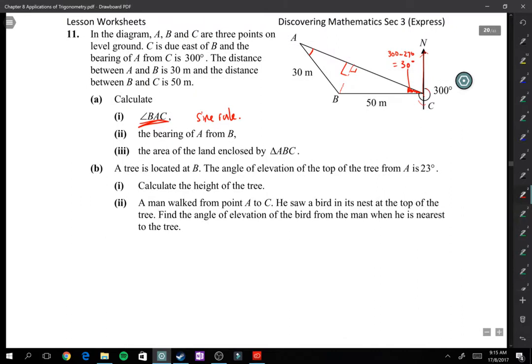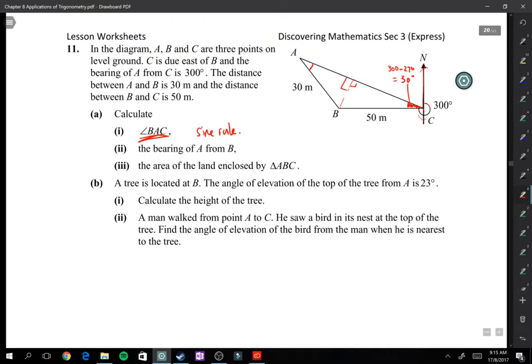The bearing of A from B. So I want you all to recall how to find bearing. The first thing, you always draw the north, and you want to identify where it is from. So the bearing of A from where? From B. So start off with drawing the north. The north is upward according to this diagram. So draw a north from B. The bearing of A from B, so basically it's this angle.